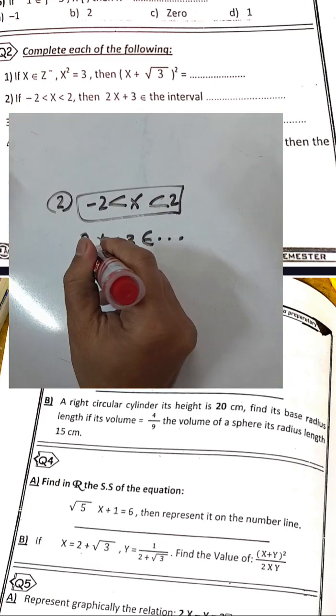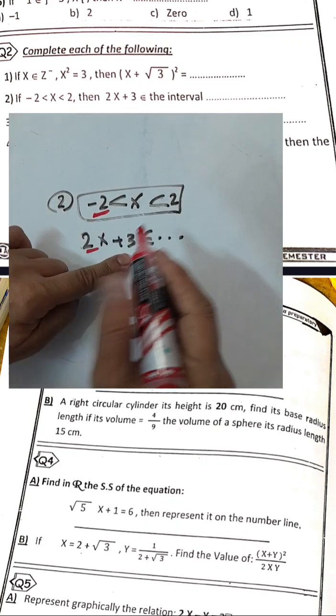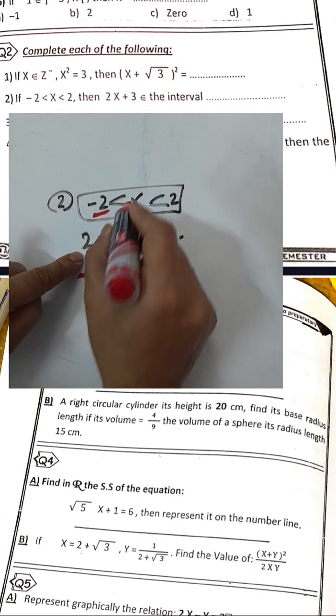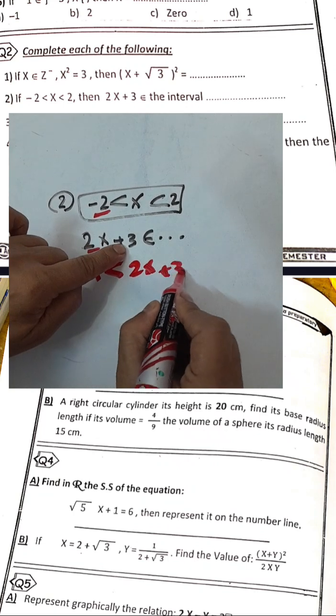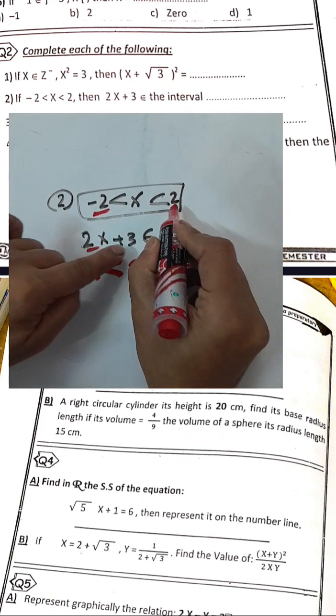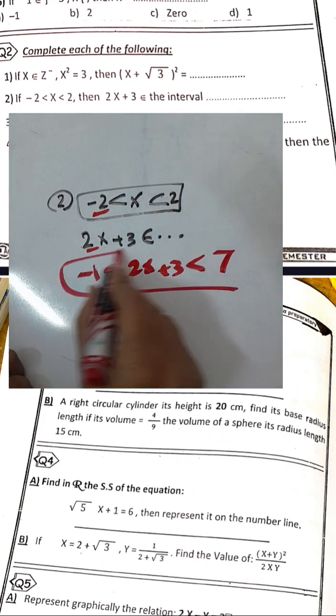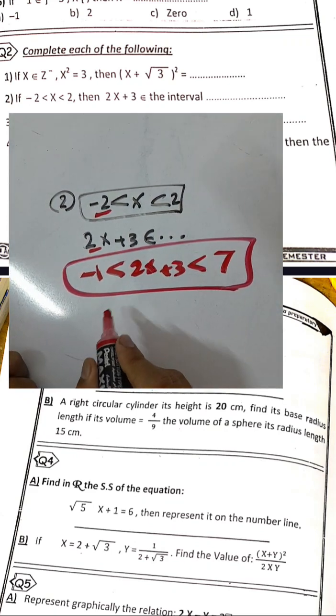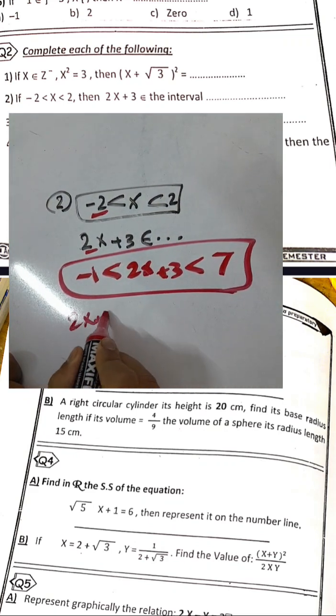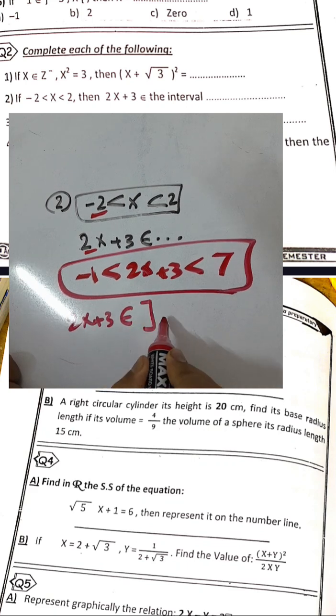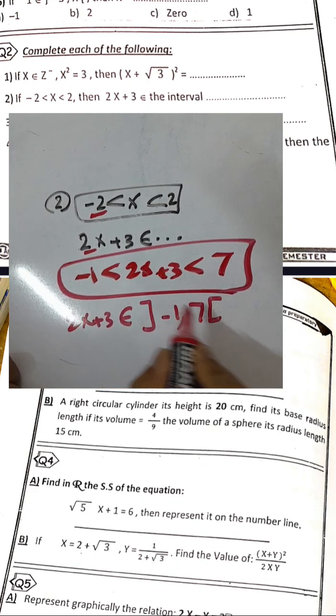2 times negative 2 is negative 4, negative 4 plus 3 will be negative 1. 2 times x plus 3: 2 times 2 is 4, 4 plus 3 equals 7. Then this result, 2x plus 3, belongs to the open interval from negative 1 to 7, because we don't have an equal sign here.